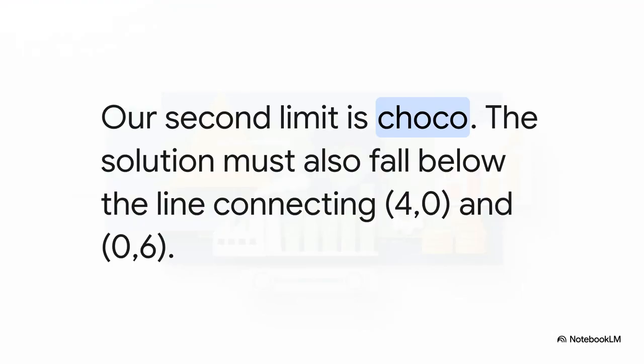Now we do the exact same thing for our choco constraint. That one was 3x plus 2y is less than or equal to 12. So if we only made dark chocolate, we could produce 4 million bars, and if we only made light chocolate, we could produce 6 million. So now imagine a second line on our graph, this one connecting the 4 on the x-axis to the 6 on the y-axis. Our final answer has to fall underneath this line too.